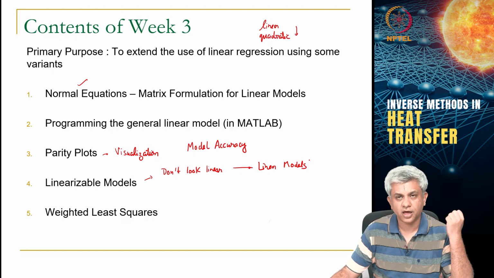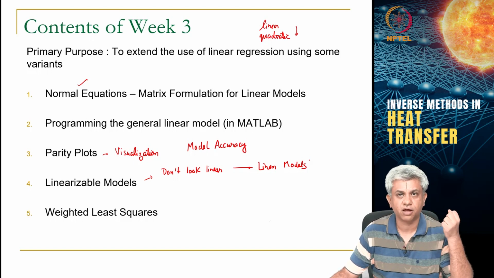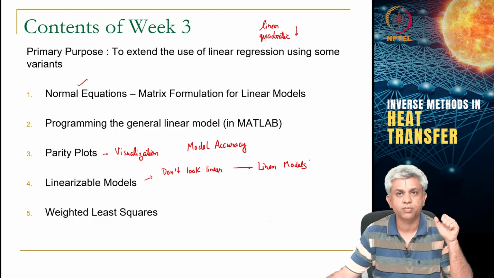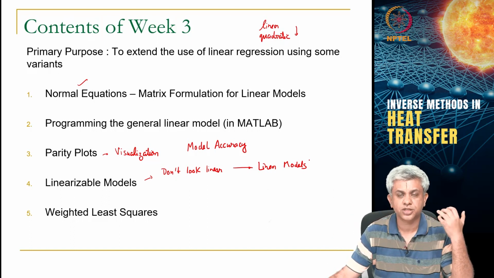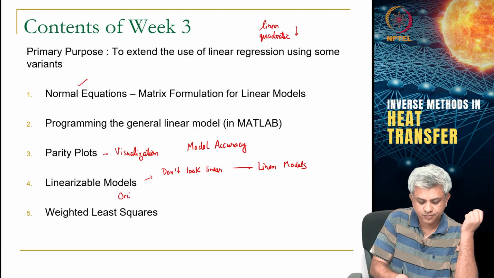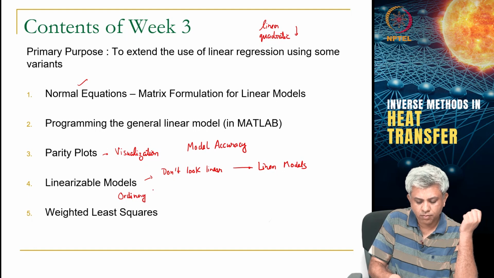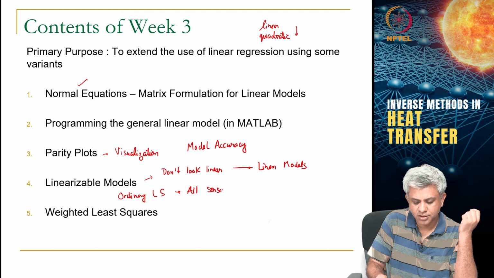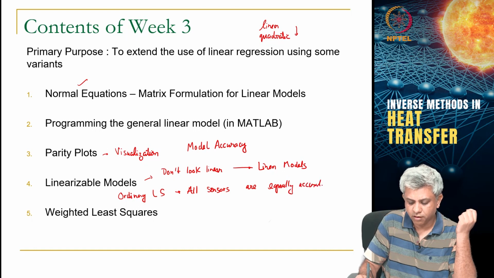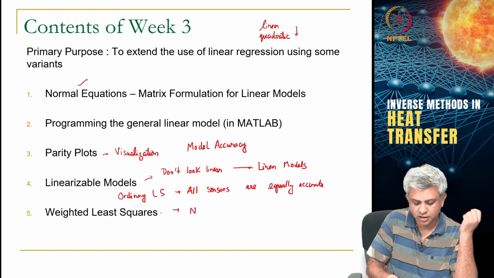Finally, we will look at a case which is a practical case. If you remember last week, we looked at this case of a slab with multiple thermocouples, and there is an implicit assumption in normal least squares, which we call ordinary least squares, that all sensors which function for inverse problems, let us say thermocouples, are equally accurate. But what do we do when we have non-uniform accuracy? That is where you use weighted least squares.